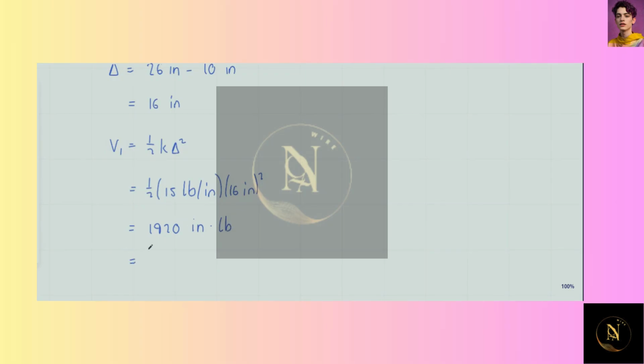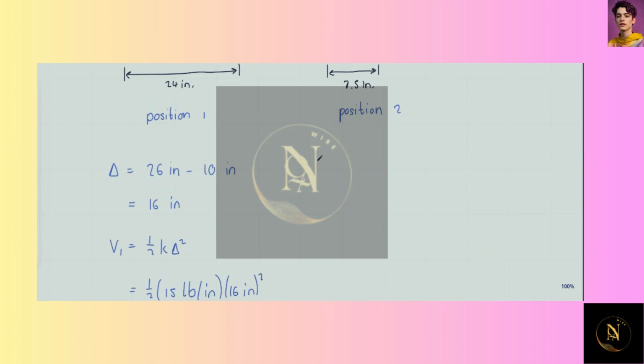And so we can convert this to 160 foot-pounds. So now doing the same, for position 2, delta is equal to 12.5 inches minus the undeformed length of 10 inches, and hence the spring is stretched 2.5 inches.